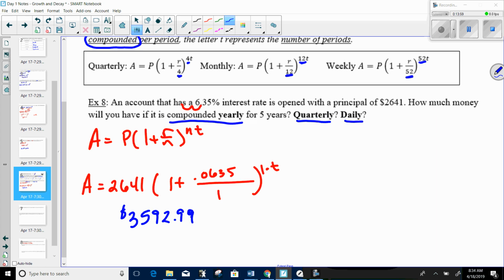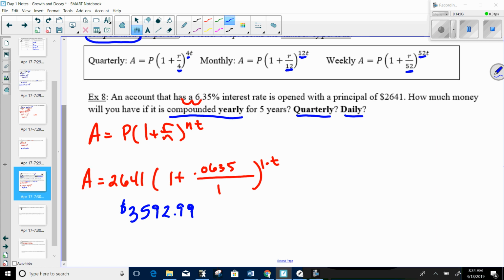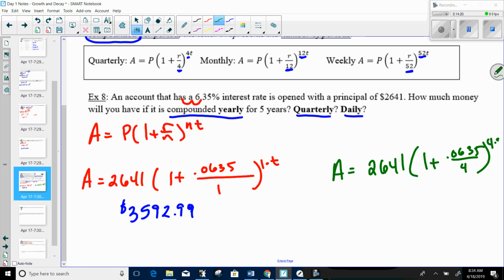$3,592.99. Okay, then we would do quarterly. So if we do quarterly, everything looks basically the exact same, except the N changes. 0.0635 over quarterly would be 4 times a year. A quarter is 4 would make $1, and then it'd be 4 times 5. And then you type that into the equation, and you type that into your calculator.